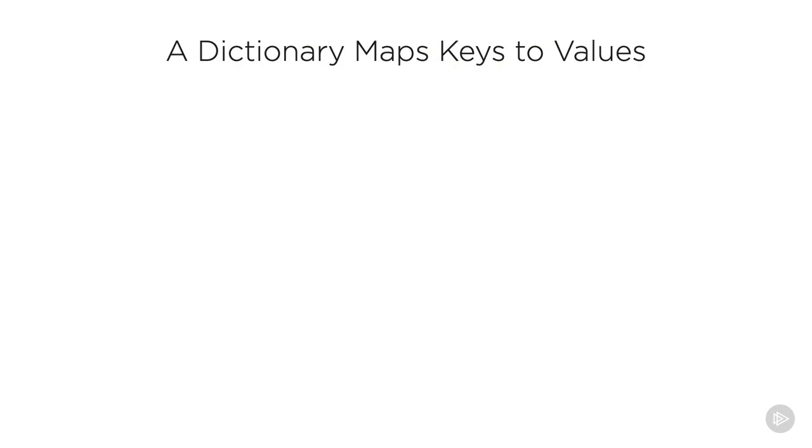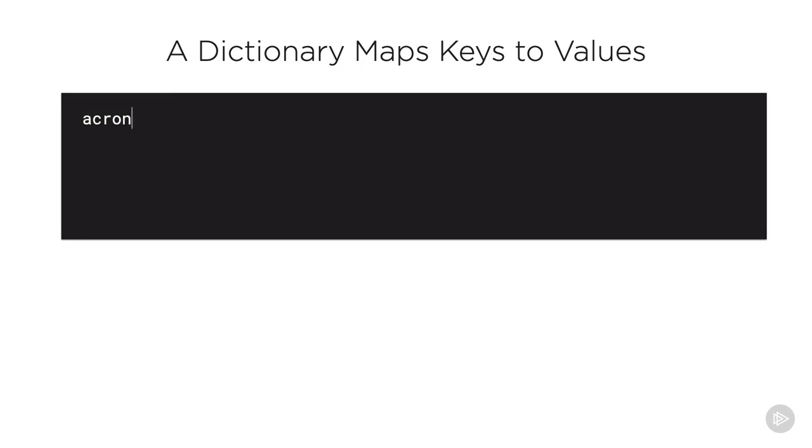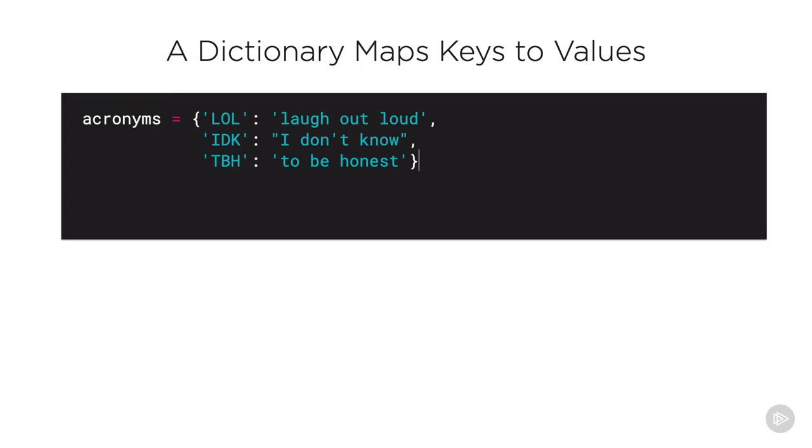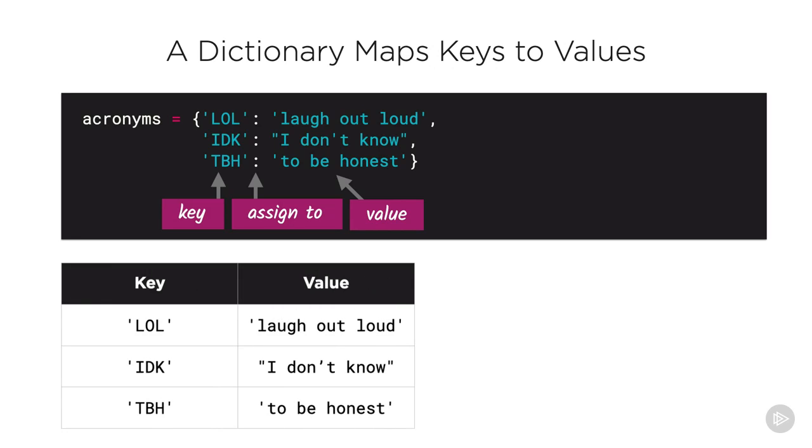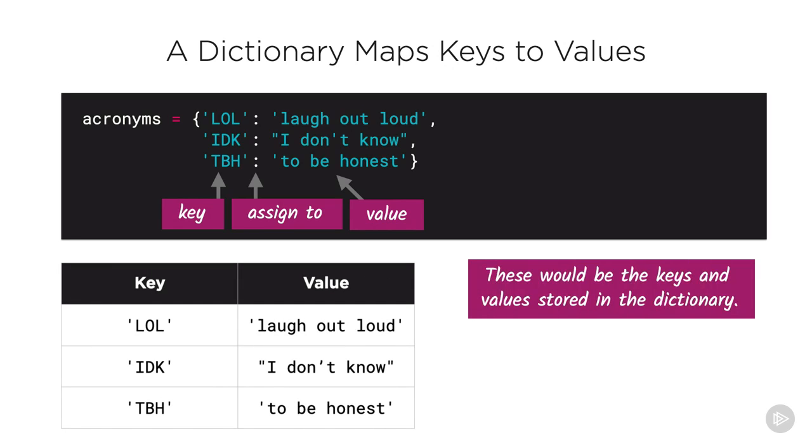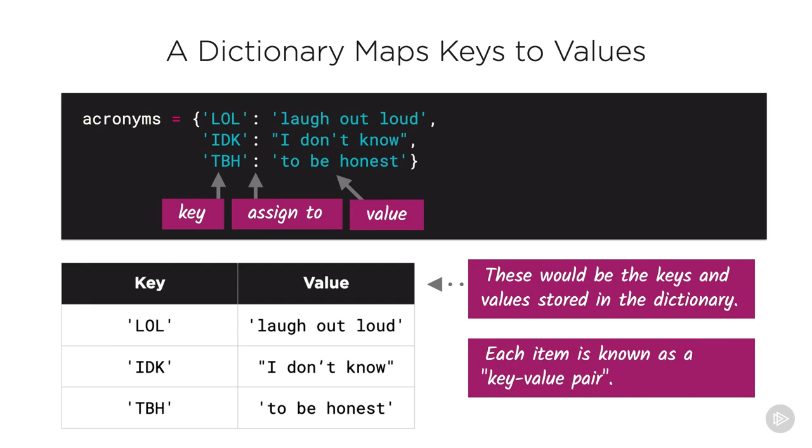Instead, we could use a dictionary which stores keys mapped to values. Here we created the dictionary acronyms, where the acronym is the key and the value is the definition. After creating the dictionary acronyms, in memory, we have the key LOL assigned to the value laugh out loud, IDK assigned to I don't know, and TBH assigned to be honest. Each item in the dictionary is known as a key value pair.